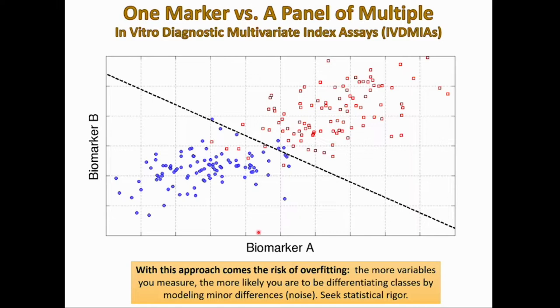But then if you combine A and B in a panel, and then you build a mathematical function using those two biomarkers, in this case, it's a very simple one. It's a straight line. You could already tell by looking at this picture that this straight line can actually discriminate between these two populations very well. And that's the concept behind what the FDA calls in vitro diagnostic multivariate assays.